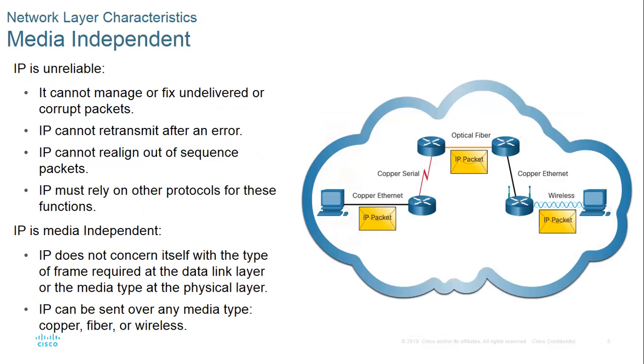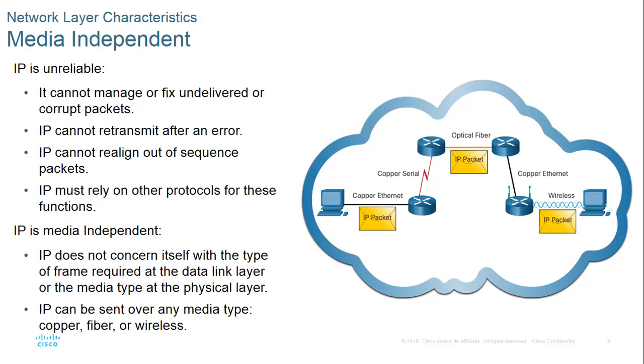First, the IP protocol is unreliable, as explained in the previous slide, which means that if a packet is not received by the destination or is received with an error, there's no mechanism to recover from the loss of the packet. There's no acknowledgement. It cannot retransmit after an error. There's no realignment of out-of-sequence packets. IP relies on other protocols to provide all three of these functionalities.